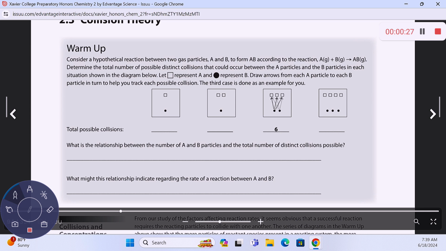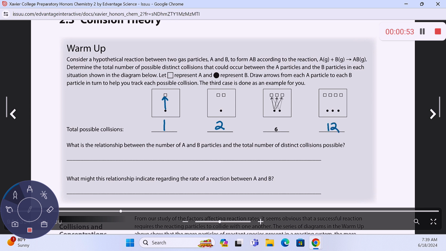If we're trying to figure out the total number of collisions, and I only have one of each, they could only collide one time, okay? If you multiply the numbers you have of each, that's how you'll get the possible number of collisions. So like in the second box, 1 times 2 is 2, so I would have 2 collisions. This third box is 2 times 3, which is 6. And the last box is 3 times 4, which is 12.